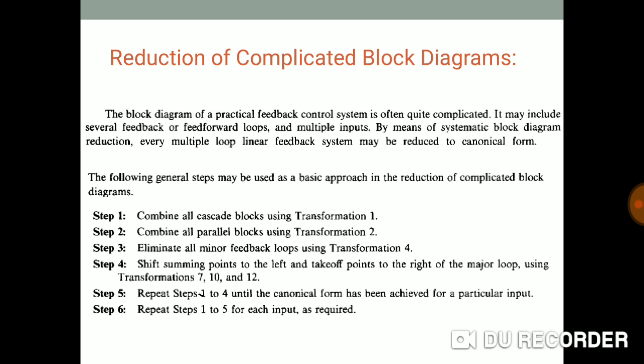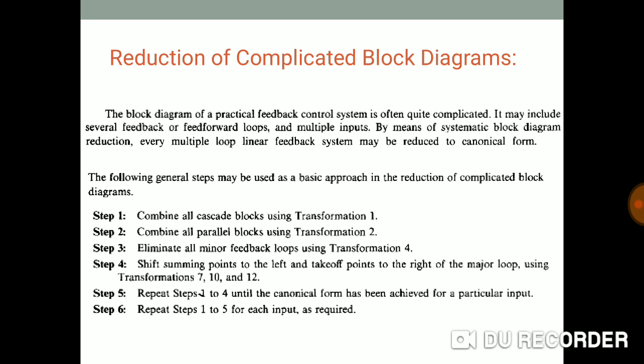The block diagram of a practical feedback control system is often quite complicated. It may include several feedback or feedforward loops and multiple inputs. By means of systematic block diagram reduction, every multiple loop linear feedback system may be reduced to canonical form. It means that if a complicated block diagram is available, with the help of the transformation rules, we can reduce the block diagram. Then we'll discuss some general steps to reduce the block diagram.